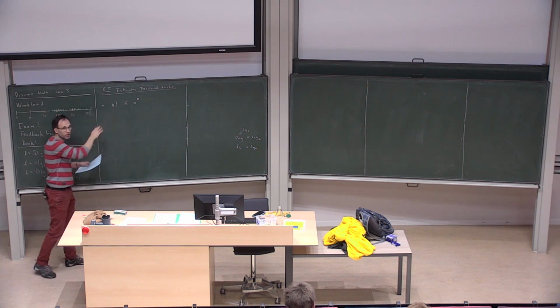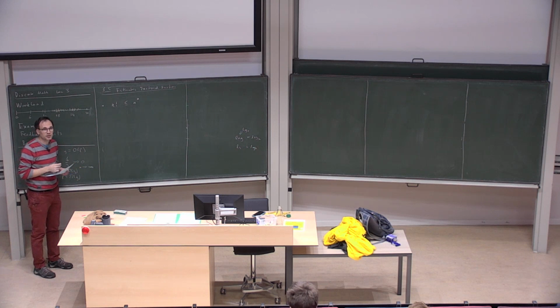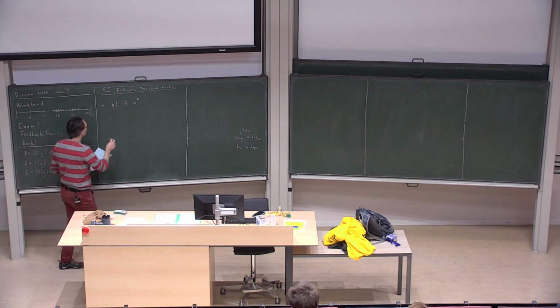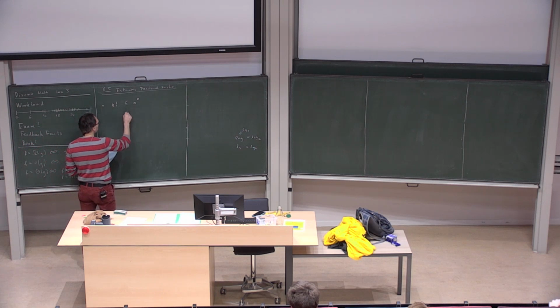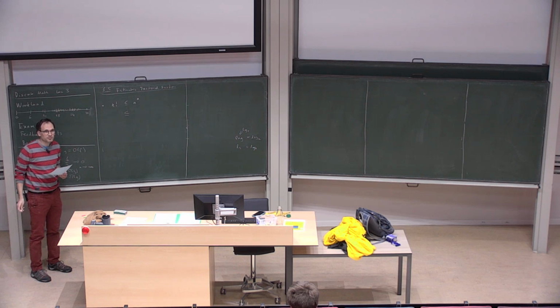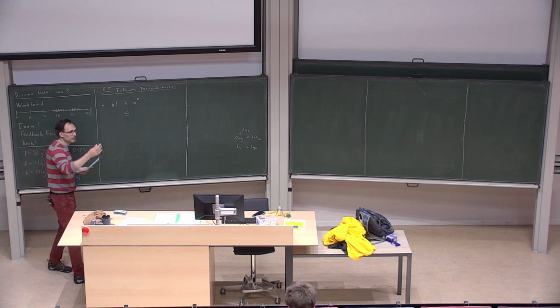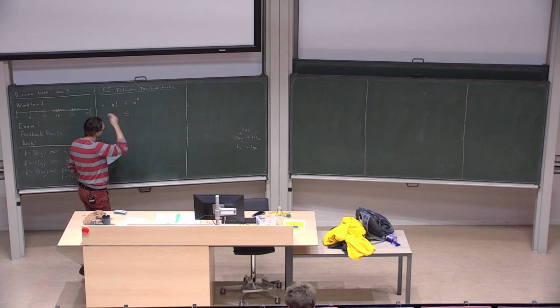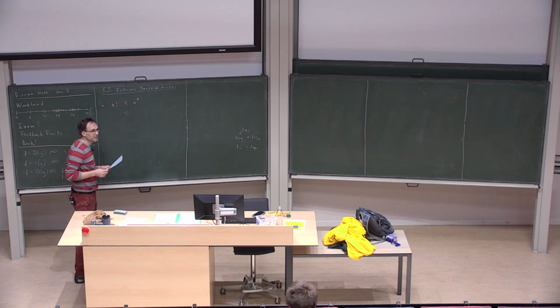Do you see how we do this estimate? Just every factor is at most n. Can you give me a slightly better estimate by just being slightly less stupid? Yes? How do you do that?